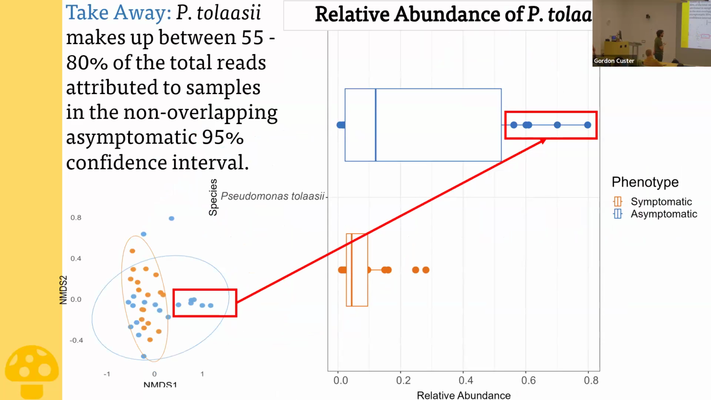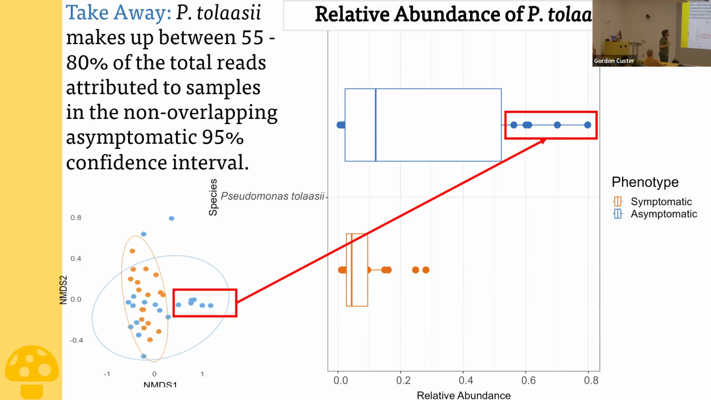What's actually driving a significant portion of the differences between this grouping of symptomatic communities and this grouping of asymptomatic communities is actually Pseudomonas thalassai. So as I said earlier, Pseudomonas thalassai is the causal agent, or typically prescribed causal agent, of bacterial blotch. And so for what we consider asymptomatic or showing no lesion, thalassai is making up between 50 to 80% of the total reads that are attributed to those samples. So overwhelmingly, thalassai is dominant in these samples, and yet these are still identified as asymptomatic, which is particularly interesting.